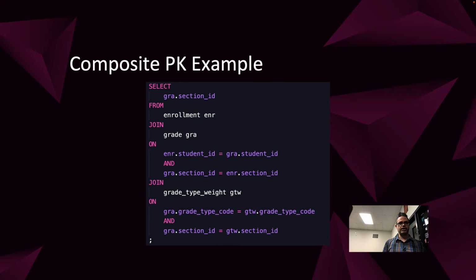And so GRA.grade type code is the same as GTW's grade type code, and the GRA section ID is the same as the GTW's section ID. So I can clearly see how that path is being built so I can get from one table to another, making sure I only get the ones that have the grade section ID.